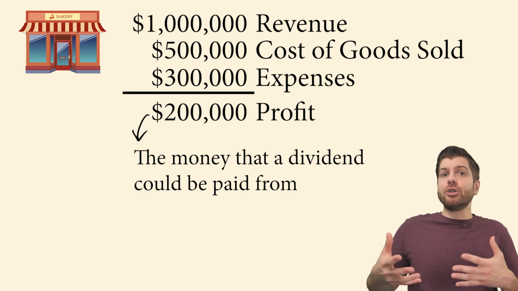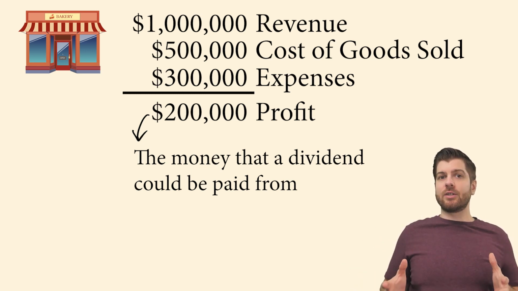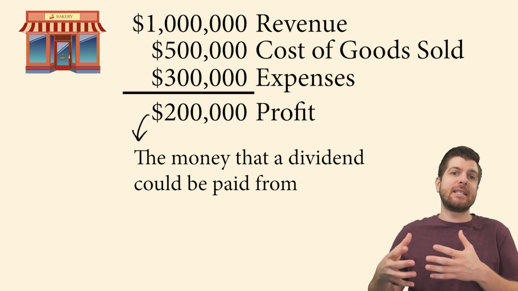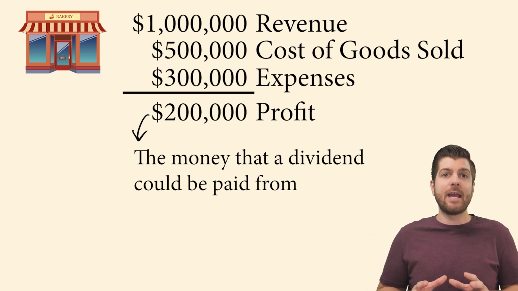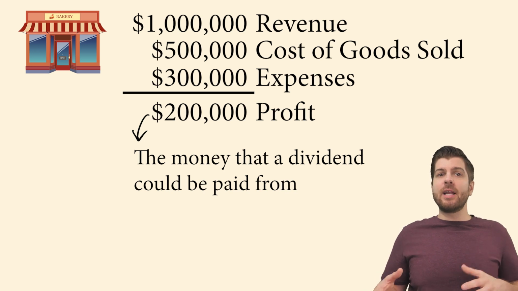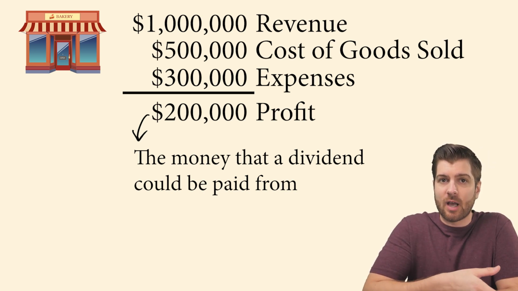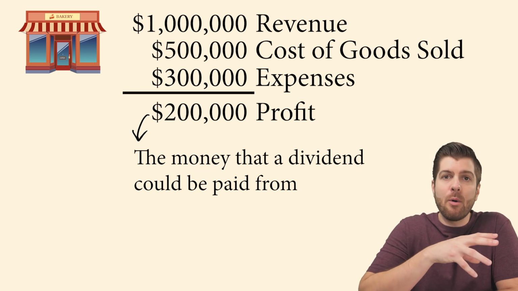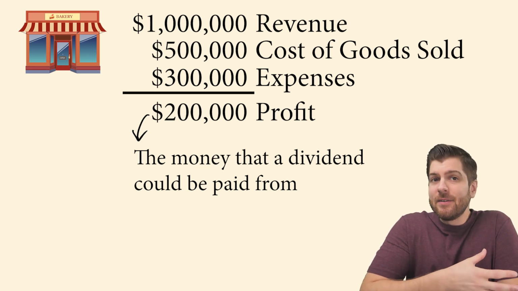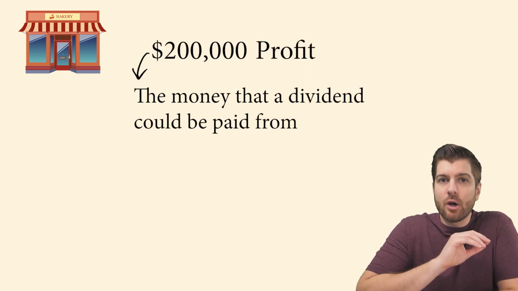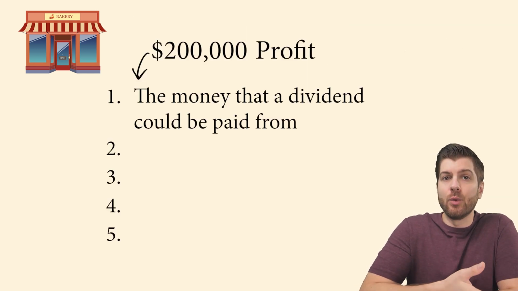And this company could choose to pay out the entire $200,000 as a dividend, in which case it could be said that the company has a 100% dividend payout ratio, and that dividend money would be distributed to the shareholders, aka the owners of the company, proportionally to how much of the company they own. Paying dividends, though, is not the only thing that a company can do with its profits. There are 5 different things that a company can do with its profits.